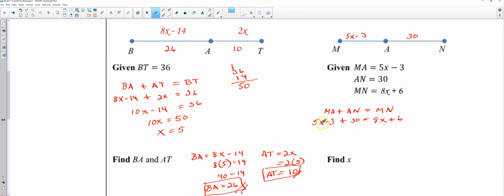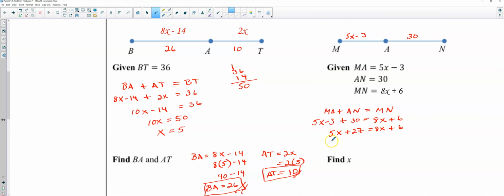Okay, so now we solve the equation. 5x minus 3 plus 30. 30 minus 3 is 27. So we have 5x plus 27 equals 8x plus 6. I like to start shuffling things around. Remember, anytime you cross the equal sign, whatever you have, change signs. For example, if I move this 5x, notice it's positive here. If I move it to the other side, it'll be negative. If I take this 8x and move it to the left, it will be negative 8x. If it was negative, it would be positive. If it was positive, it becomes negative.